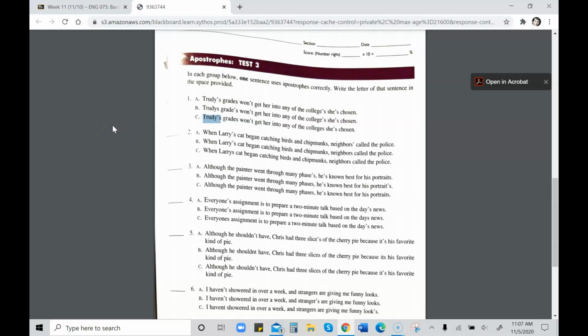So be really careful as you look through these because they look so similar and there's going to be minor changes in each one. So this will be due by Thursday night. Good luck.